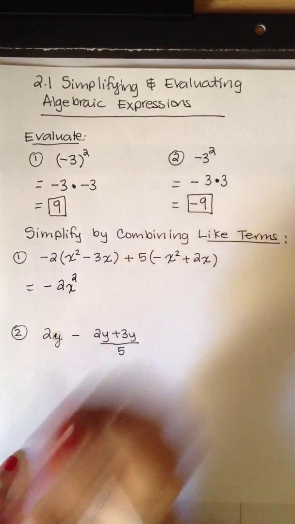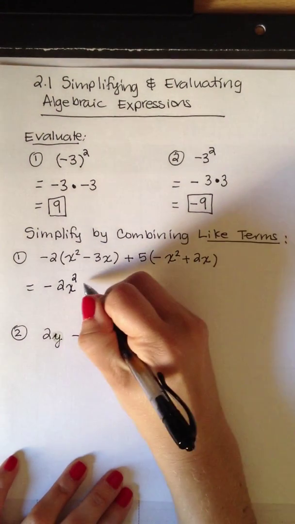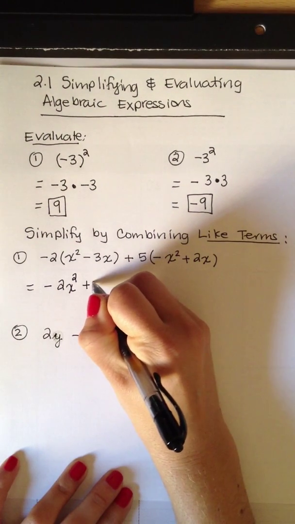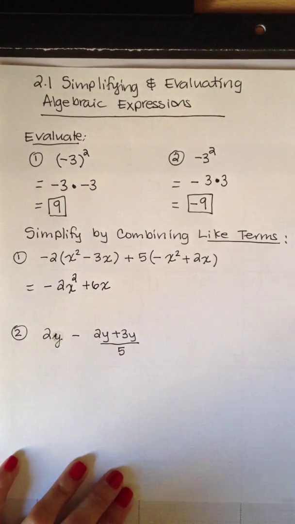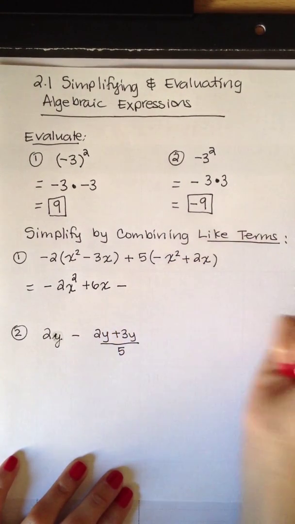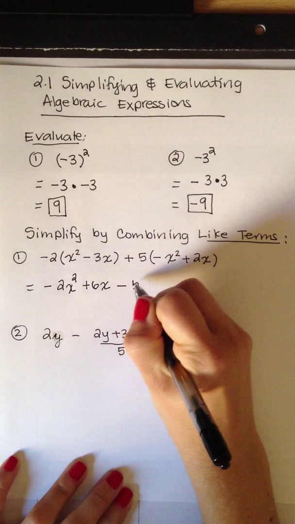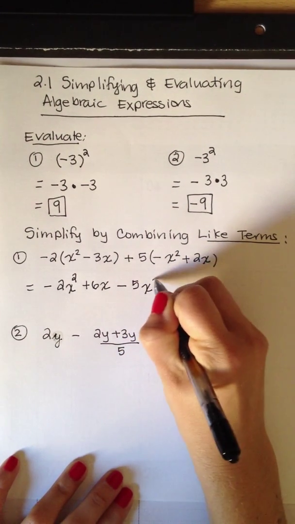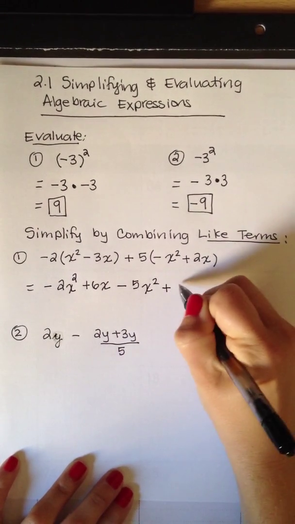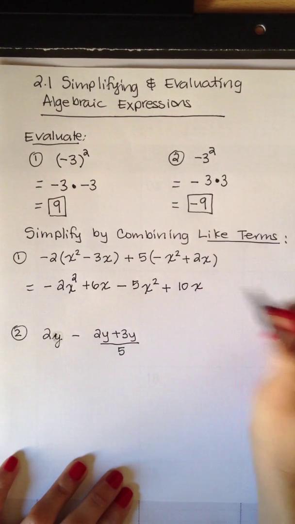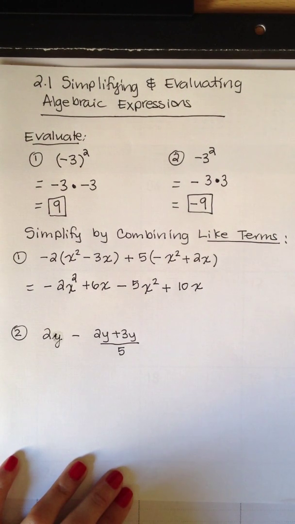-2x squared and then plus 6x plus, or minus rather, 5x squared plus 10x. Next, we add or subtract all our like terms.